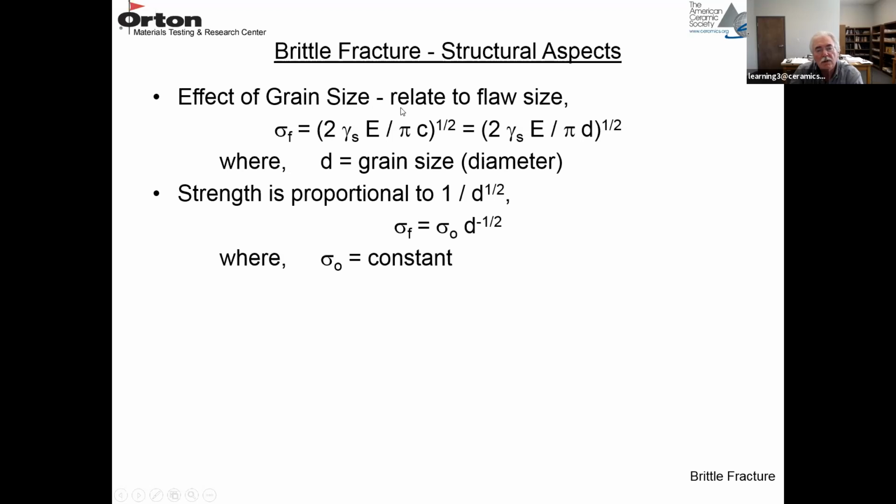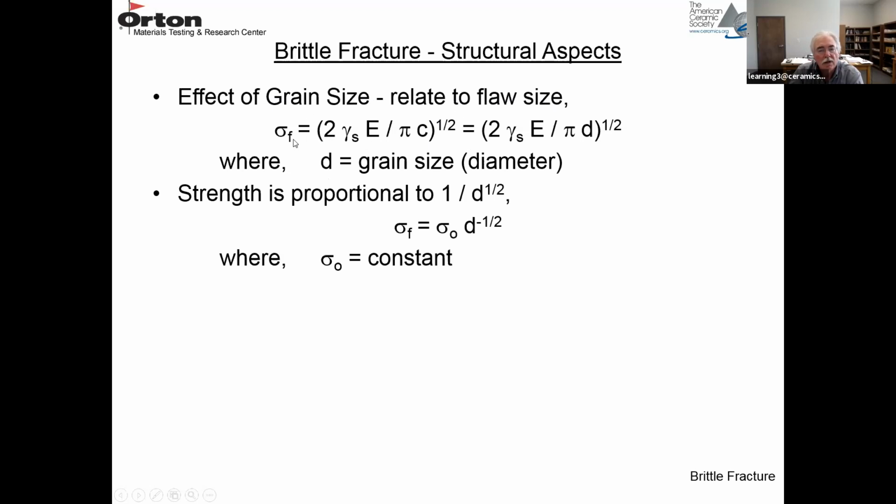Grain size is important because it's related to flaw size. I mentioned that microcracks develop around the different grain sizes that you have in the refractory. So if you have a large grain size, maybe a 1/4 inch, the expansion mismatches are going to give rise to probably a microcrack on the order of the grain size. So grain size is related to the flaw size because of the microcrack situation.